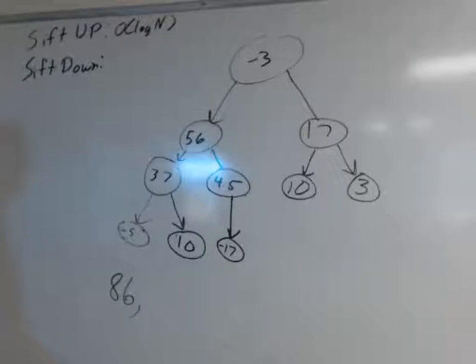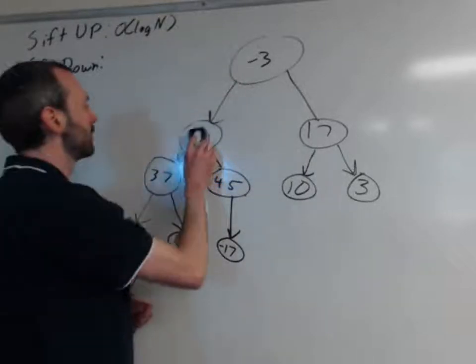All right. So how do we sift down? We take the -3 and we compare against the two children. Which of the two should we swap it with? 56. Why? Because it's bigger. It's the biggest of the three.